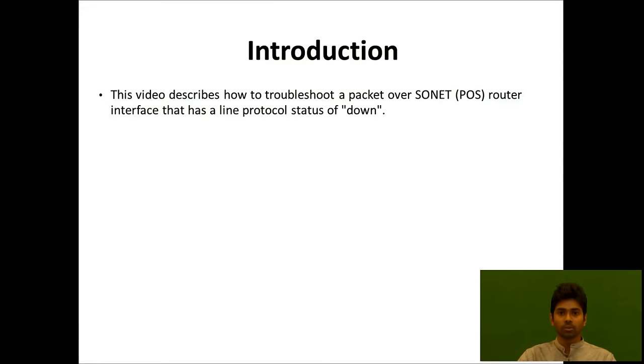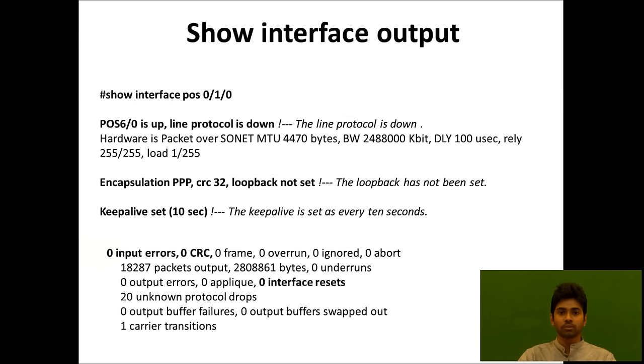Today, I will be talking to you about some basic troubleshooting steps that you can follow when you observe the line protocol to be down under the POS interface. The first step is to check the show interface output. In the below example, we can see that the POS is up, but the line protocol is down. The encapsulation has been set to PPP, loopback has not been set. The keep alive has been set to 10 seconds.